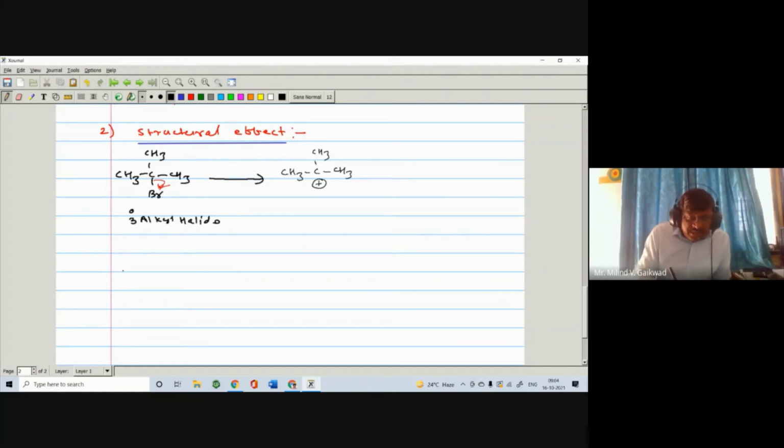When you take the substrate like this one, CH3, CH and CH3, and here is a Br, it is your secondary alkyl halide. So there is a formation again of a carbocation, CH3, CH and CH3, here is a C positive. The first one is a tertiary carbocation. This one is your secondary carbocation.